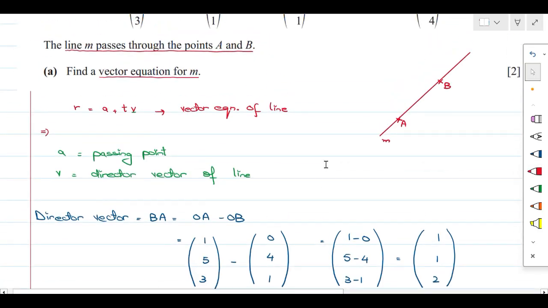So the vector equation of a line needs a passing point, any passing point, plus t times the direction vector. The direction vector is parallel to this line, whether AB or BA, because this line passes through these two points. That is why I'm taking AB or BA, right?